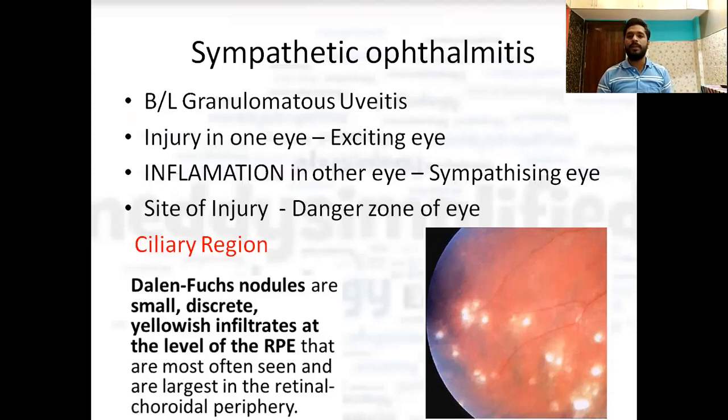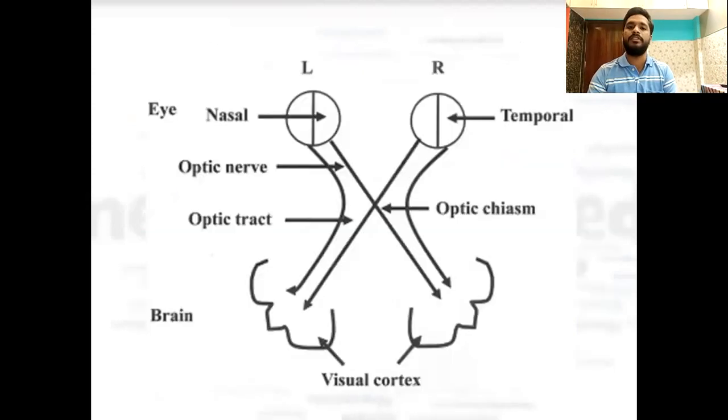In sympathetic ophthalmitis, what is happening? Actually, the eye which is injured is not inflaming, whereas the other eye, just to balance it, is getting inflamed, and this is known as sympathetic ophthalmitis.